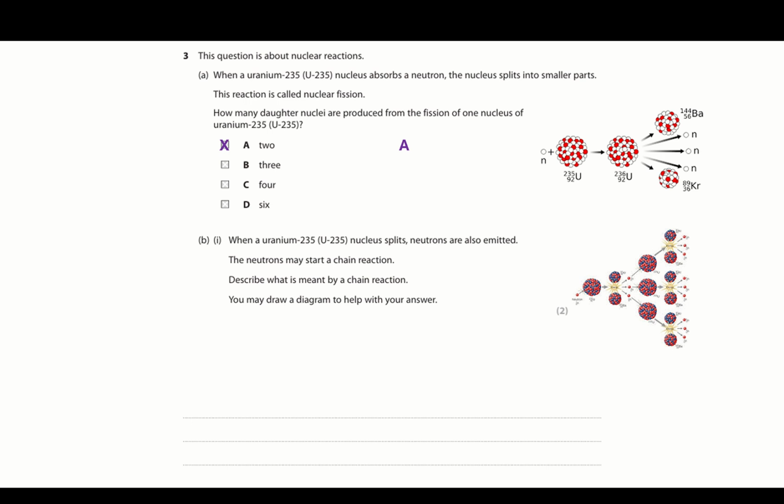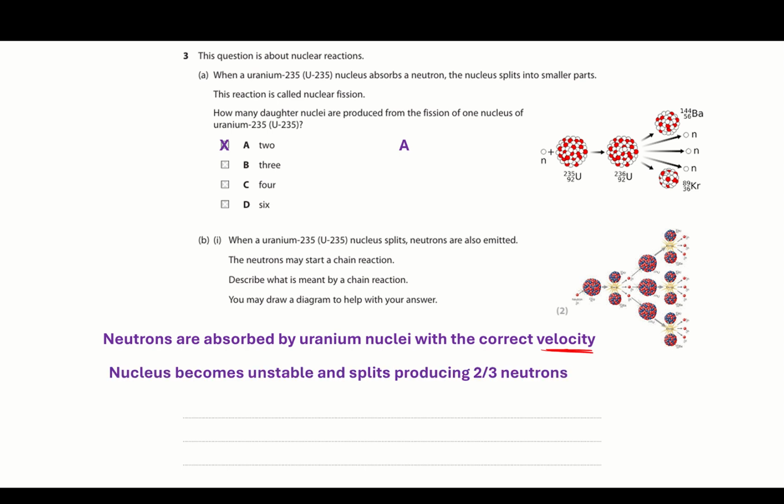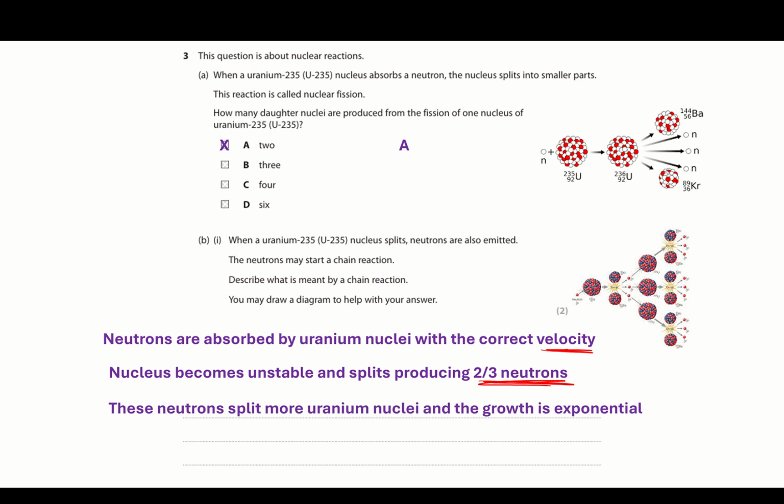There's a nuclear bomb. So the crucial parts now, what is meant by a chain reaction? Neutrons are absorbed by uranium nuclei with the correct velocity. That's really important. Okay. So the next part is, this makes the nucleus unstable and splits, producing 2 to 3 neutrons. So got that idea now. These neutrons split more uranium nuclei and the growth is exponential. And there we go. That's it.